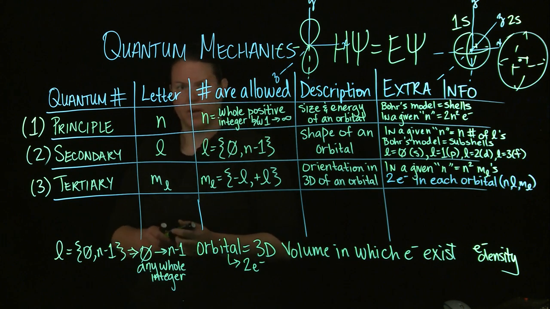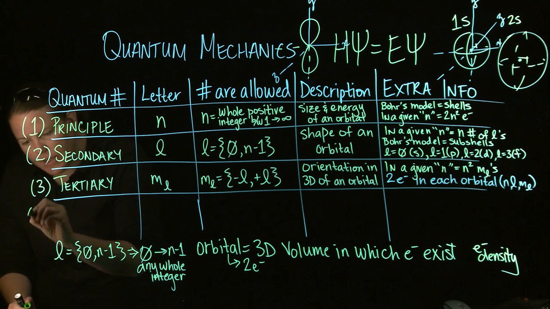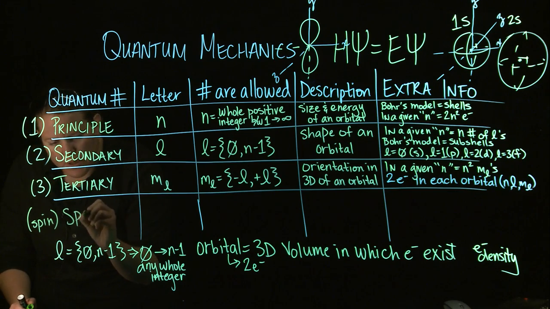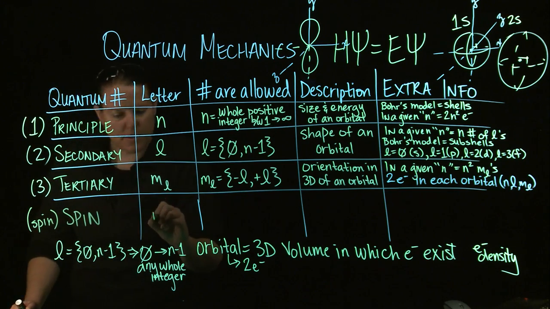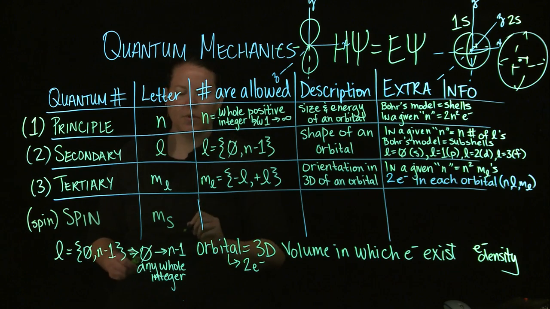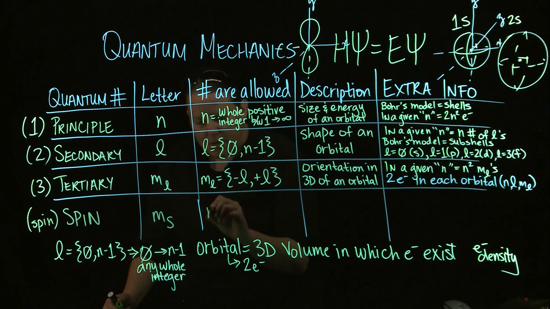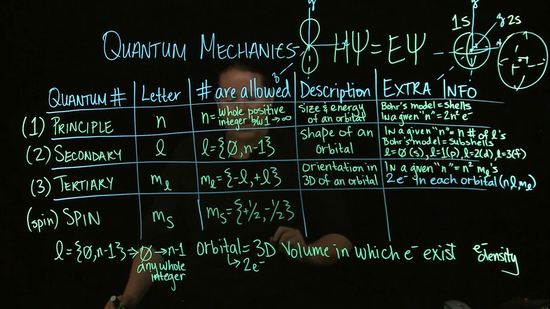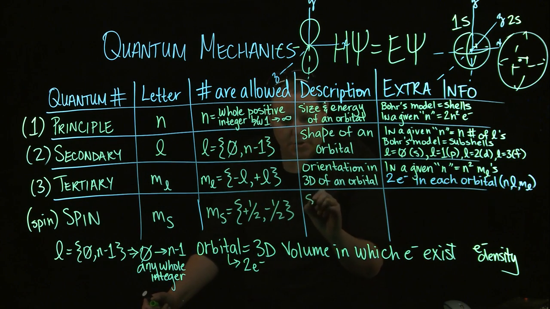So what is the fourth quantum number about? Well, this one is not even called the fourth quantum number. It's called the spin quantum number, and it's designated as m sub s. And this is also a possibility of a set: m sub s could either be positive 1/2 or negative 1/2. And what is this describing? It's describing the spin of the electrons in an orbital.